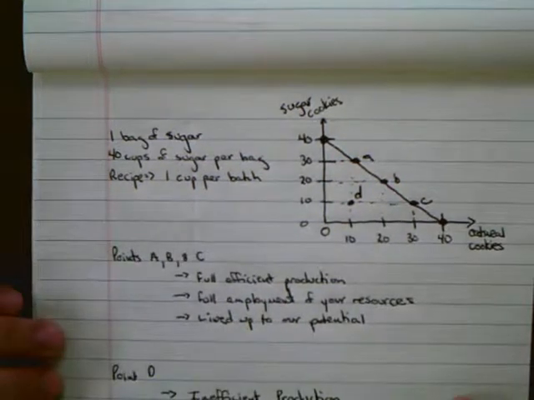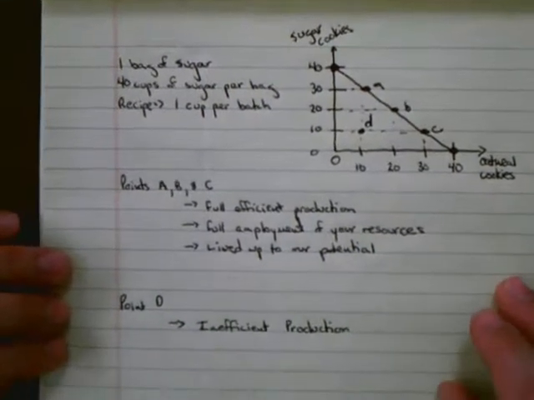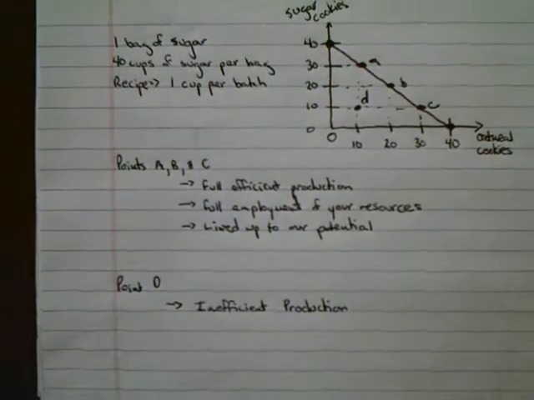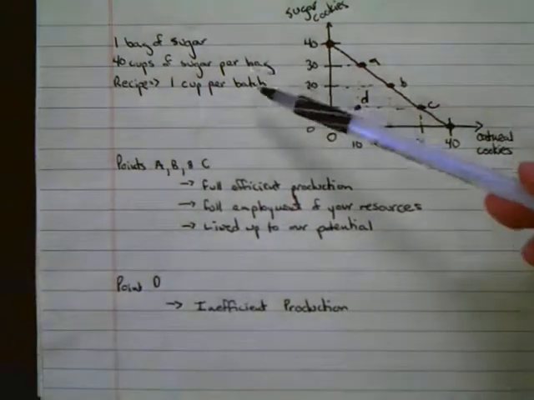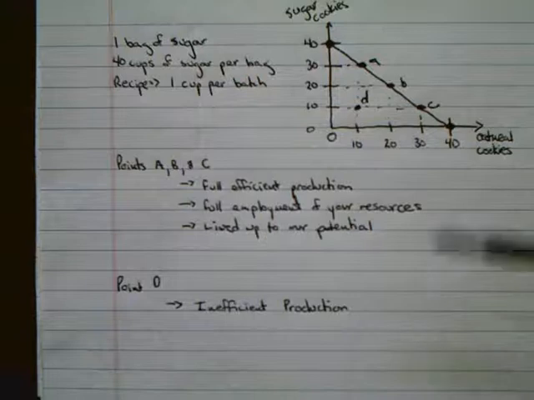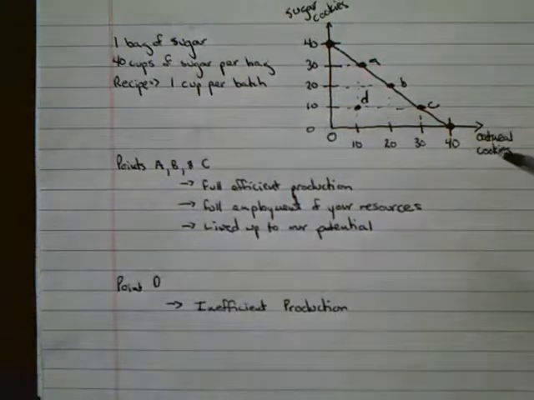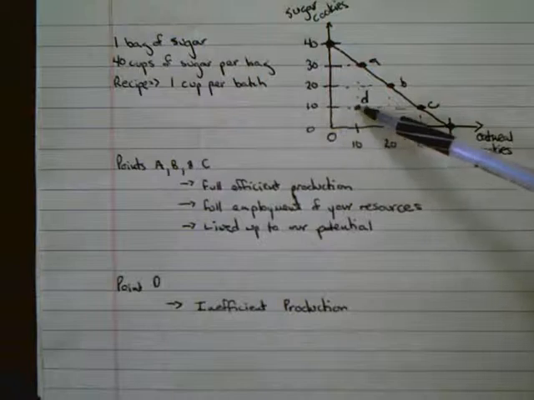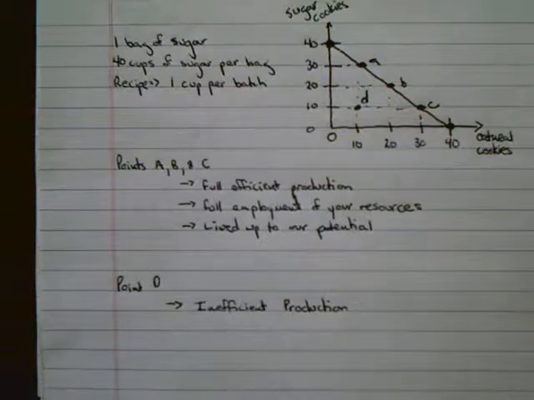Now, sometimes economies don't always live up to their potential, and in this example, we're not either. You can have a situation where you have what we call inefficient production. I'd like to point you in the direction of point D, and according to our resources, we have the production possibilities or the potential to make 40 batches of cookies. Now, if at the end of the night the only thing we accomplished was combination D, which as you can see is 10 batches of sugar cookies and 10 batches of oatmeal cookies, something must have happened. We did not live up to our potential. We did not make 40 batches of cookies, which is what our resources allowed us to make.